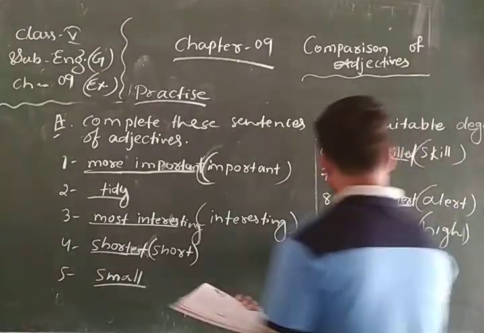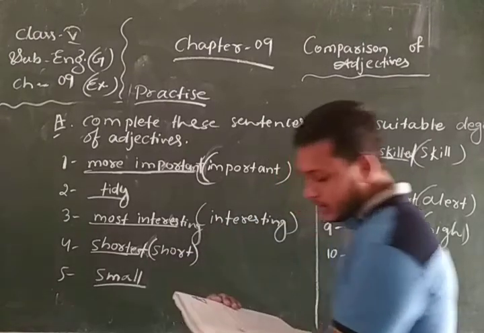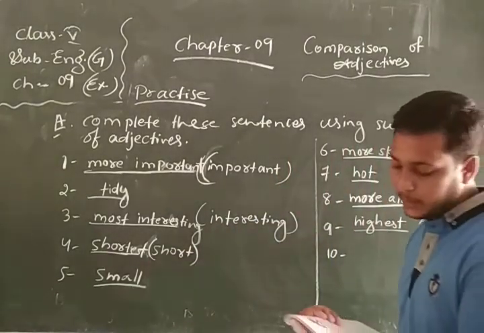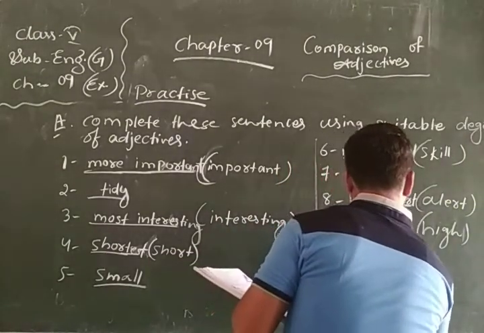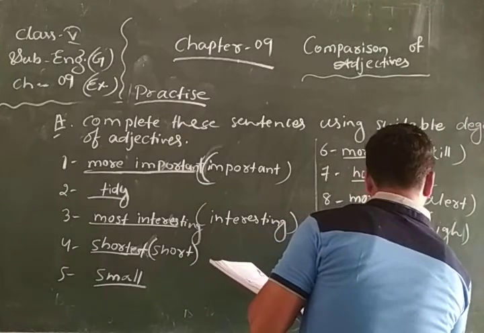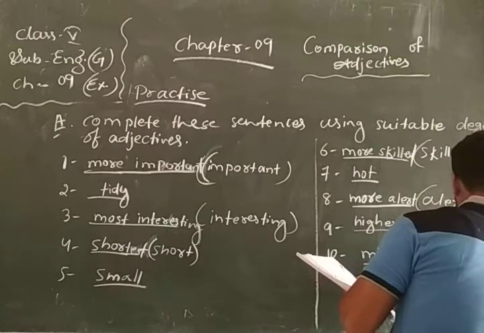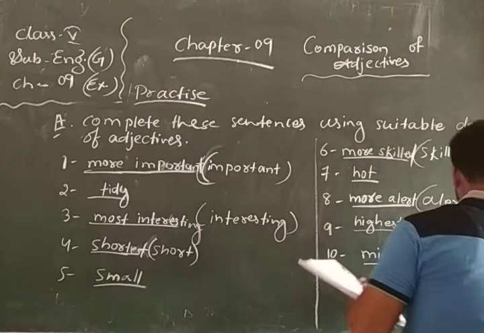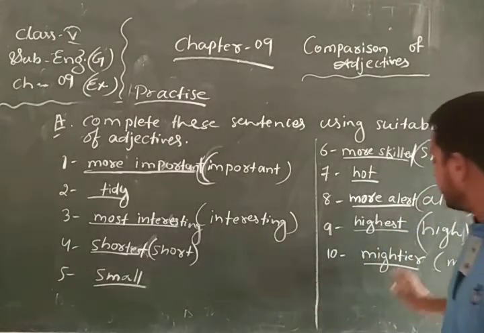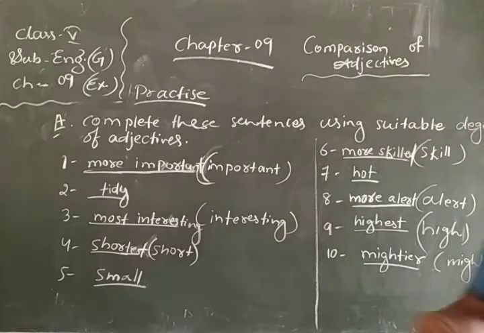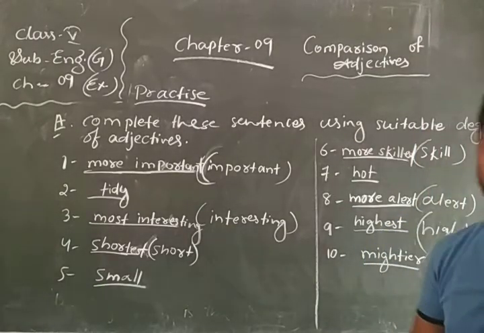Then comes question number 10. The pen is dash than the sword. The pen is mightier than the sword. Okay, so why do we use the word mightier? Because here we are comparing two things, that is pen and sword.